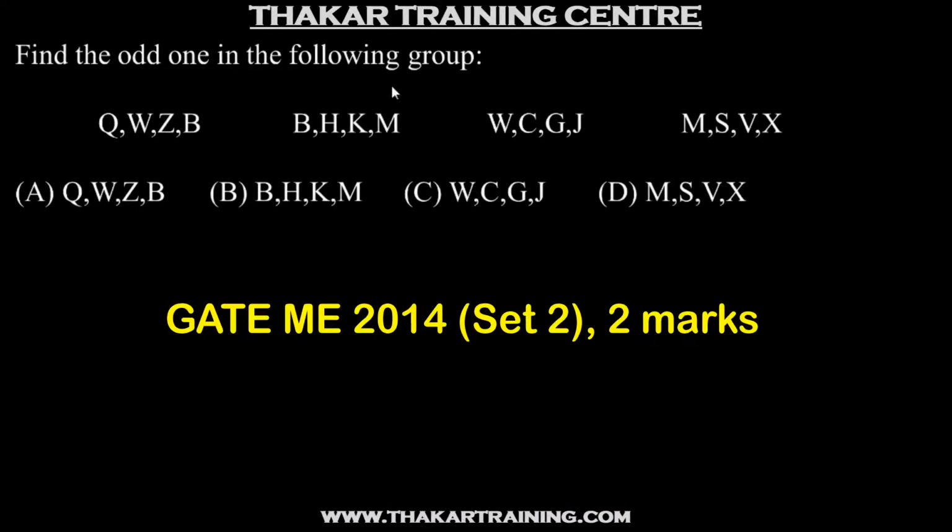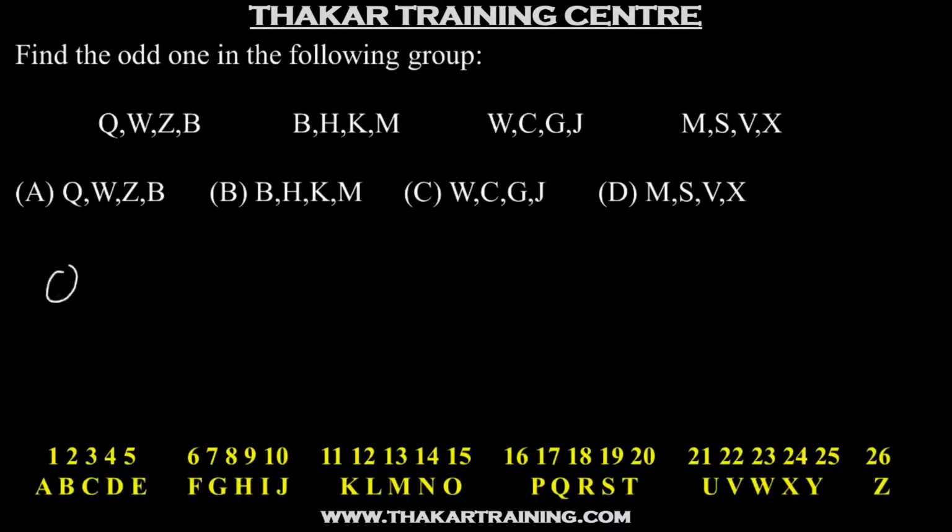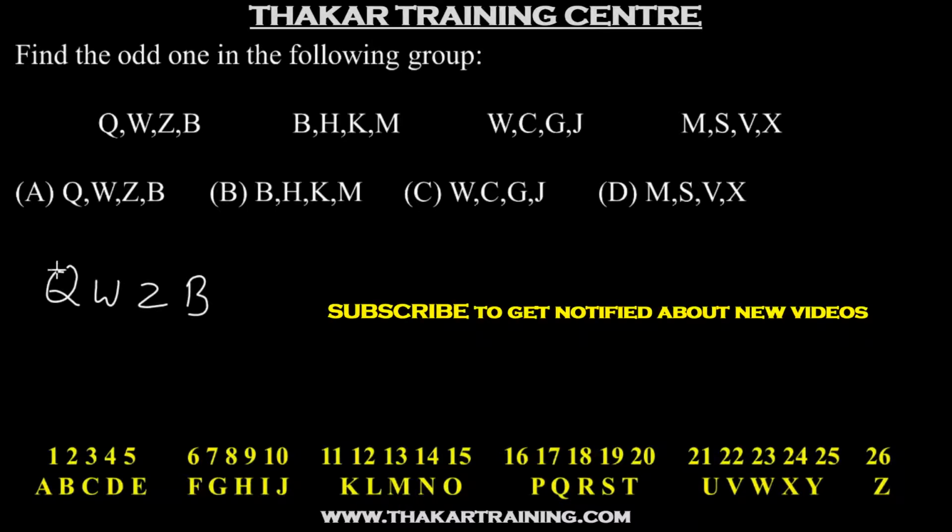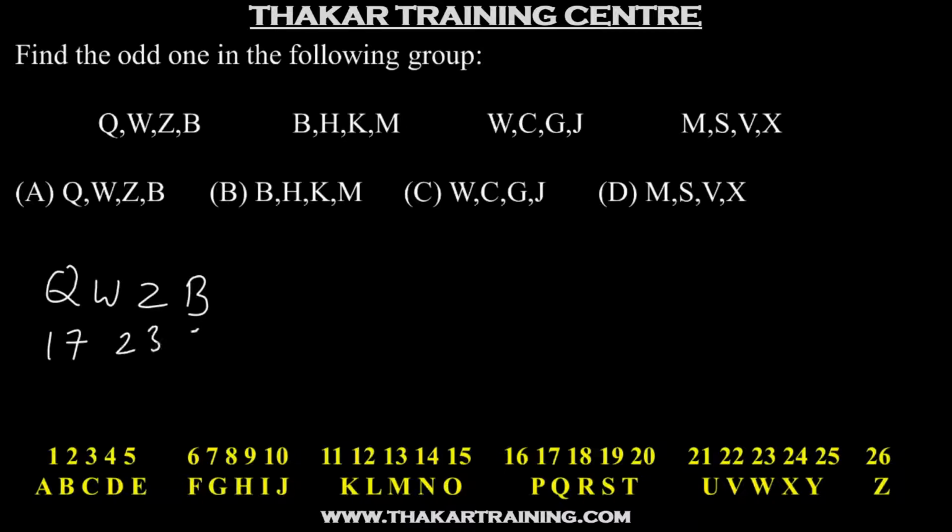Find the odd one in the following group. So this is similar to the question that we just discussed. The first group is Q, W, Z, B. So Q is alphabet in position 17, W is at 23, Z is at 26, and B is at 2. So if you see what the jumps are now, this is 6, this is 3, and from 26 to 2 we have another 2. So the first group has 6, 3, 2.